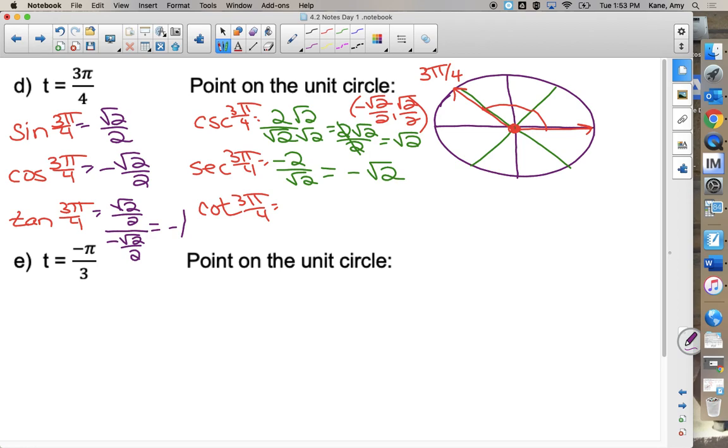And then the last one is the cotangent. Well, if I take x divided by y, you're still going to get negative 1. Or I could say, I already have negative 1. It's a nice number, and if I take the reciprocal of that, it's still negative 1. Questions?